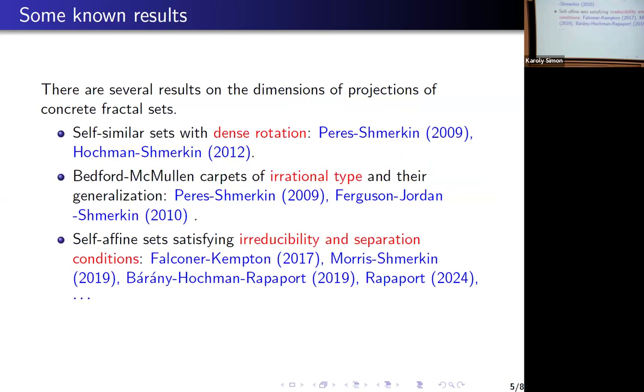For the dimensions of projections of concrete fractal sets, there are several results: for self-similar sets with dense rotations, for Bedford-McMullen carpets of irrational type and their generalizations, and for self-affine sets satisfying irreducibility and separation conditions, there are various results. All the above results mainly focus on concrete fractal sets, and our results mainly focus on typical self-affine sets.